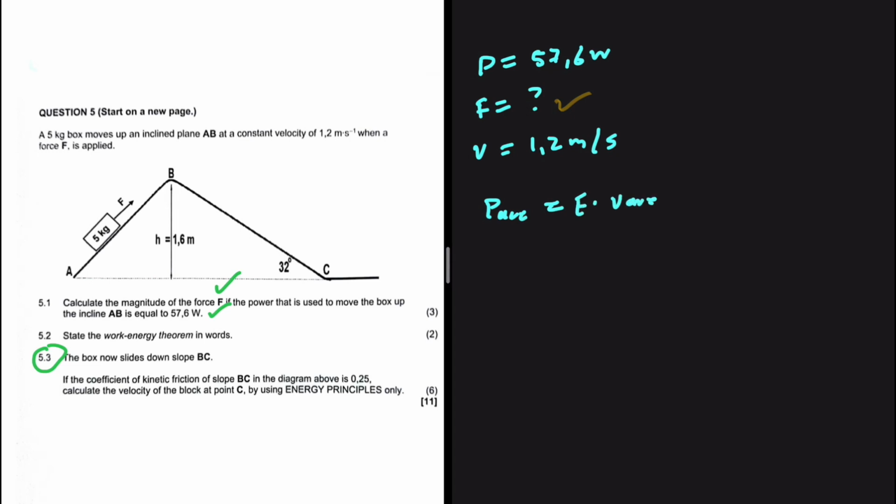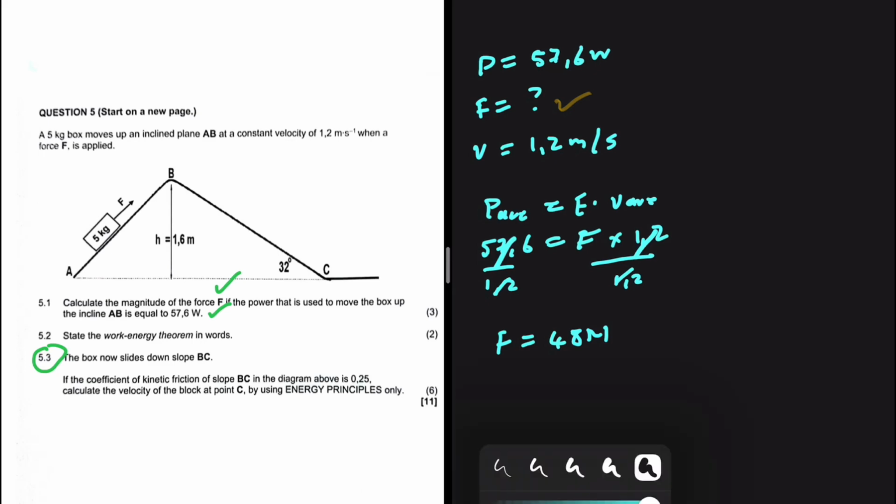So what is the power? That is 57.6. What is the force? That's what we're interested in. Multiplied by the average velocity. In our case, it is constant. It is just 1.2. So that will be our average. We just need to divide both sides by 1.2. And if we do that, we get a force that is equal to 48 newtons. That is 5.1. Quite straightforward.